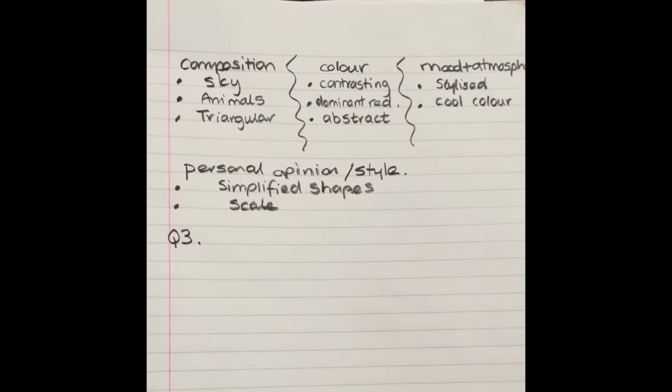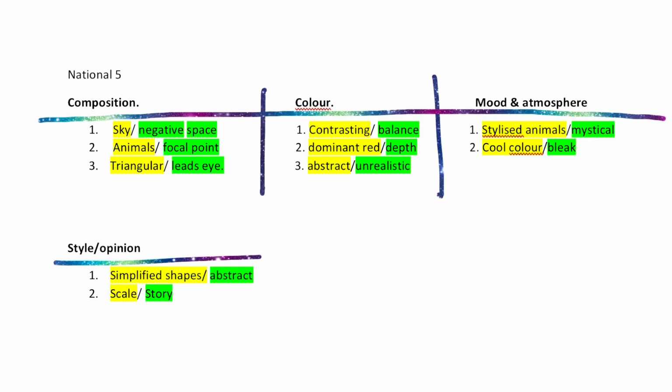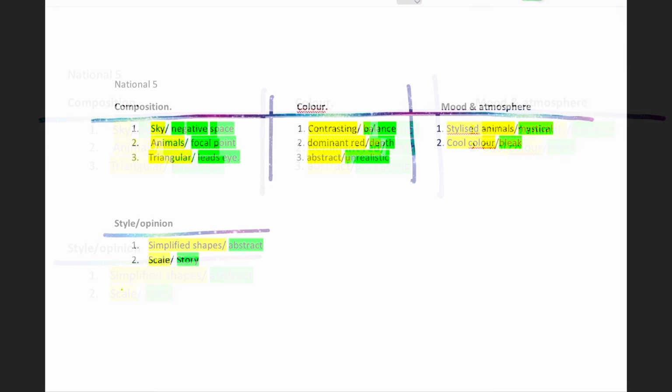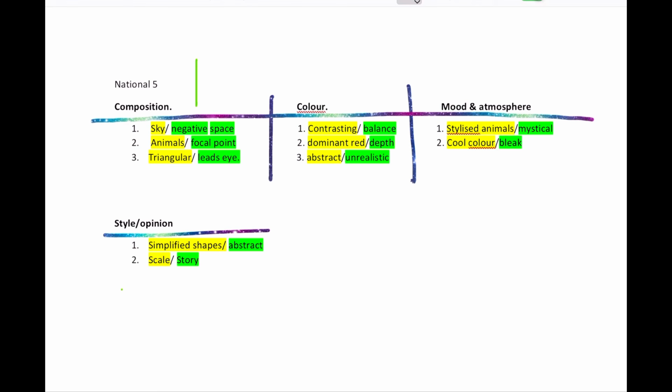The next section has been typed up so it's easier for you to follow. So the first prompt will become paragraph 1. The second prompt will become paragraph 2, and the third prompt will become paragraph 3. The style and personal opinion will take up paragraph 4.